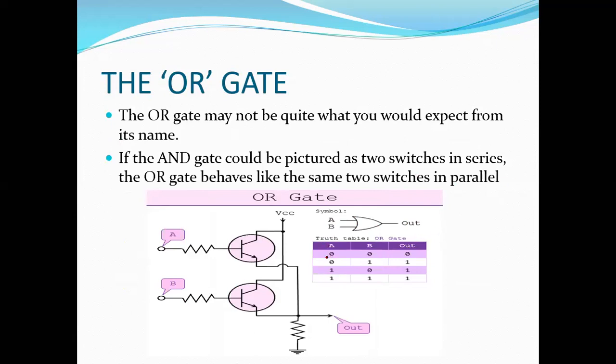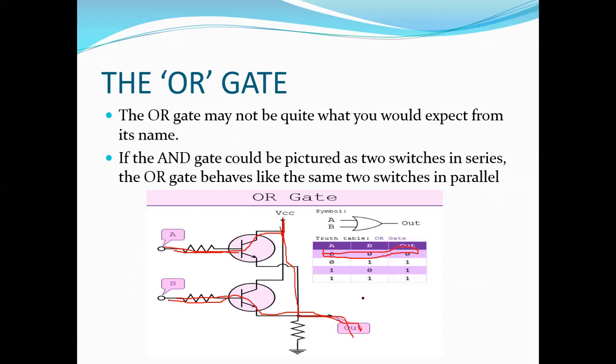For the OR gate, if both of them are 0, if there is no current flow in both parts, then the output current is going to be 0. But even if only one of them has current flow, in A or in B, there is going to be current flow in the output as well. If there is current flow in both of them, then the current flow is going to happen at the output too.